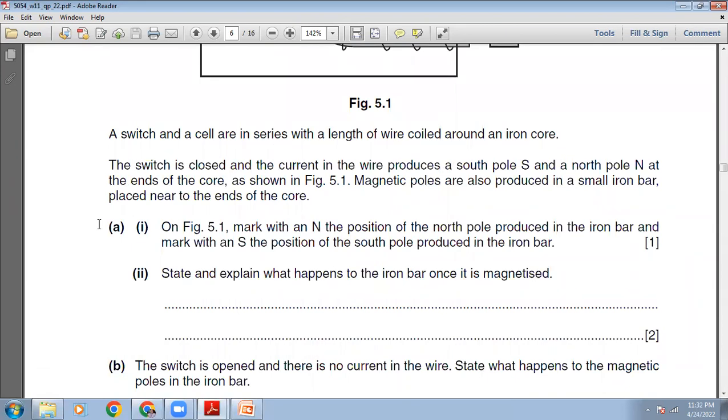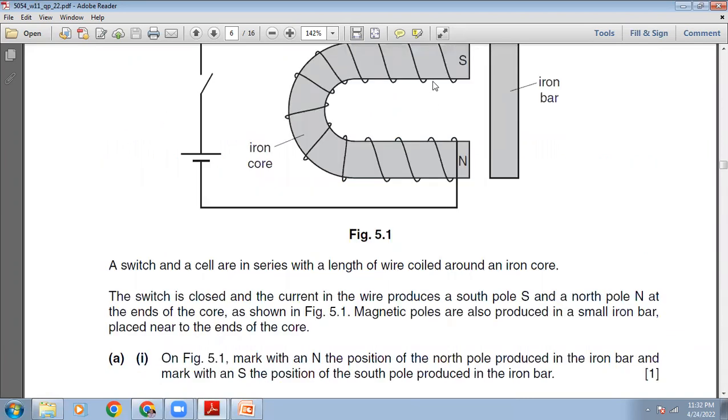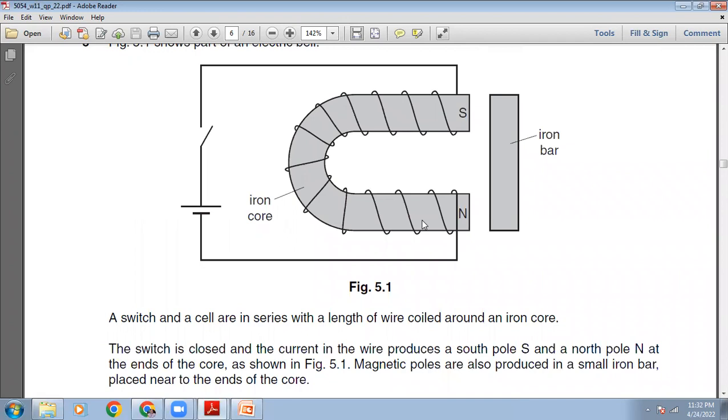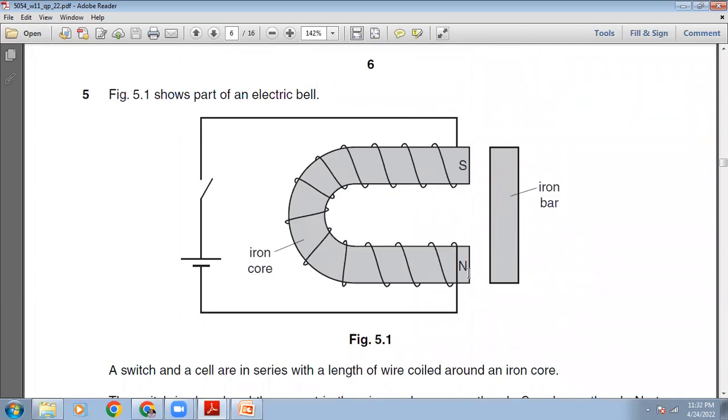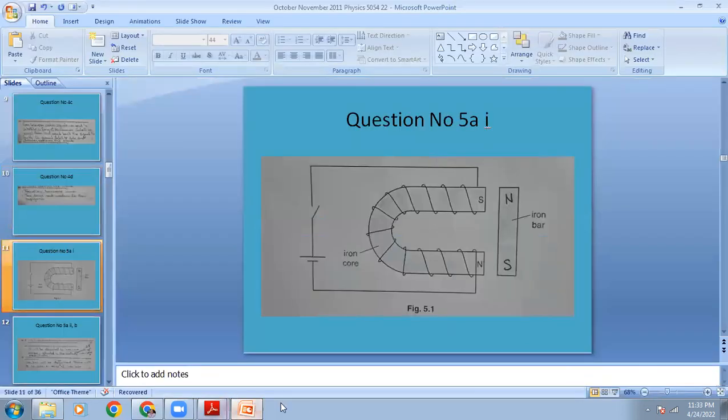So at the ends of the core, as shown in the figure 5.1, magnetic poles are also produced in a small iron bar placed near to the ends of the cores. Due to this magnet, and by the process of magnetic induction, this iron bar will also become magnet. Okay. So on the figure 5.1, mark with an N the position of the north pole produced in the iron bar, and mark with an S the position of the south pole produced in the iron bar. So opposite to this north here, you will have a south, and opposite to this south, you will have a north here. So let me show you, I have done this.